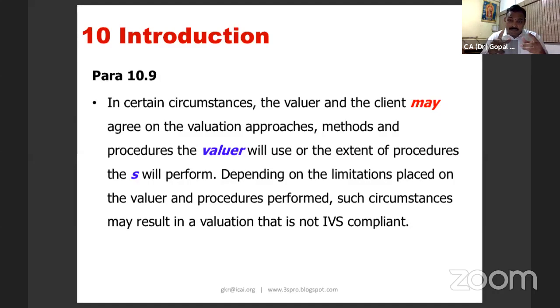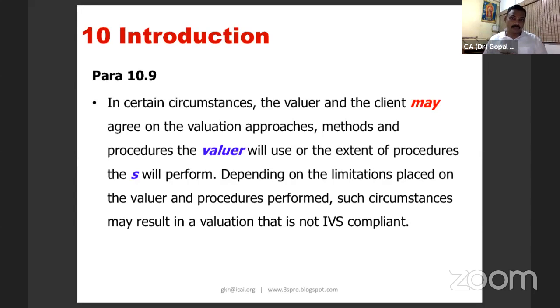Technically, if the arrangement says a method is to be followed, then please follow that method. But if the client says, don't take years beyond 3 years, don't ask for past audited data, I will provide data and you try to extrapolate it, then the moment limitations are placed, you are not IVS compliant.